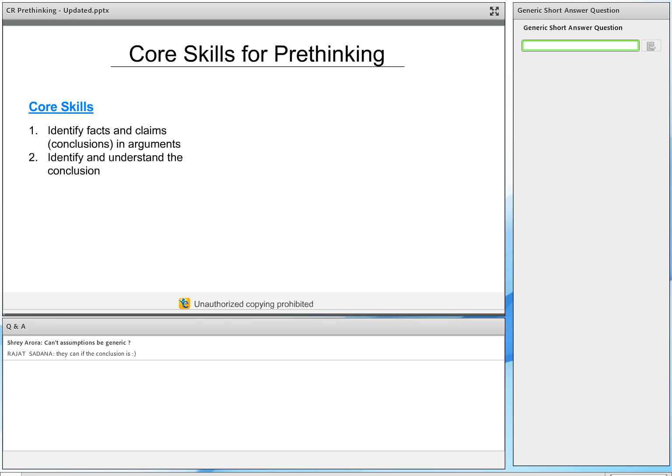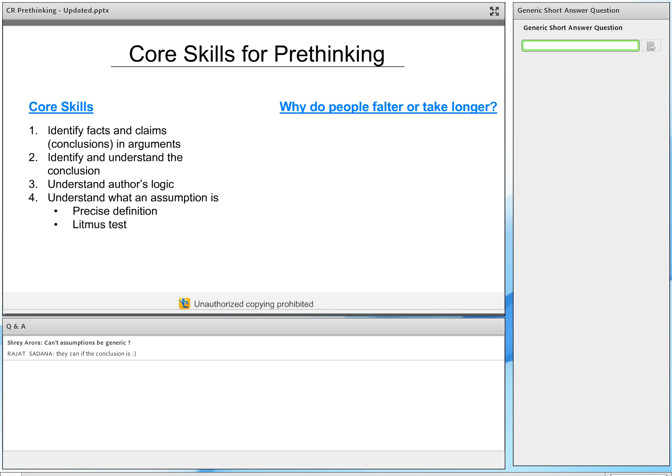What are some of the core skills required for pre-thinking? First of all, you need to be able to understand how to read an argument. Then you need to be able to identify the conclusion and understand every word. One recommendation that I would have is read the conclusion very slowly. Understand each and every word. Then understand what the conclusion is trying to say and what's the logic that the author is trying to use. And if you understand all of the above and what an assumption is, then you should be able to pre-think the answer.